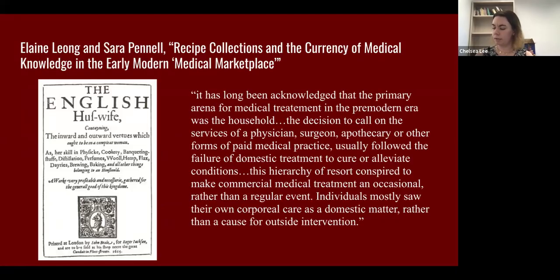The recipe is her father's, but the language also brings up similarities to the most prevalent form of healing in the early modern period, namely the domestic healing, which was largely dominated by women. Elaine Leong and Sarah Pennell, when discussing the recipe marketplace of the early modern period, remark that it has long been acknowledged that the primary arena for medical treatment in the pre-modern era was the household.